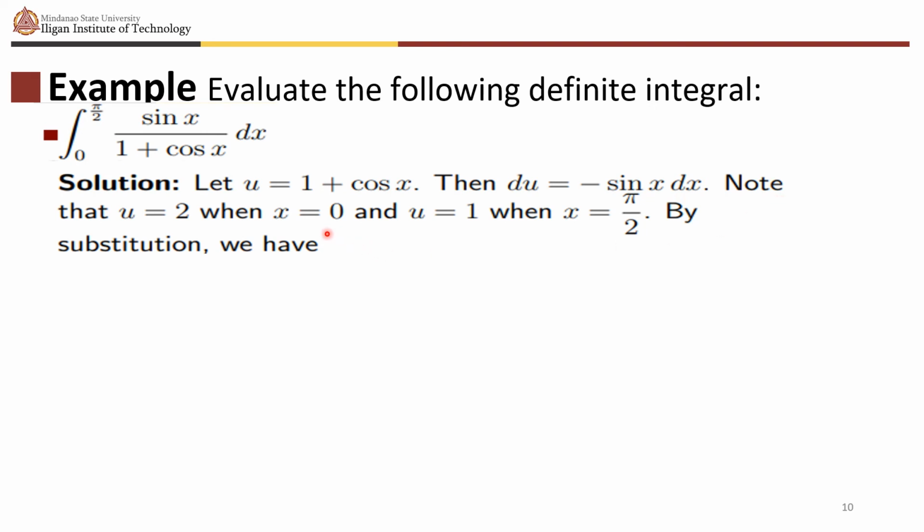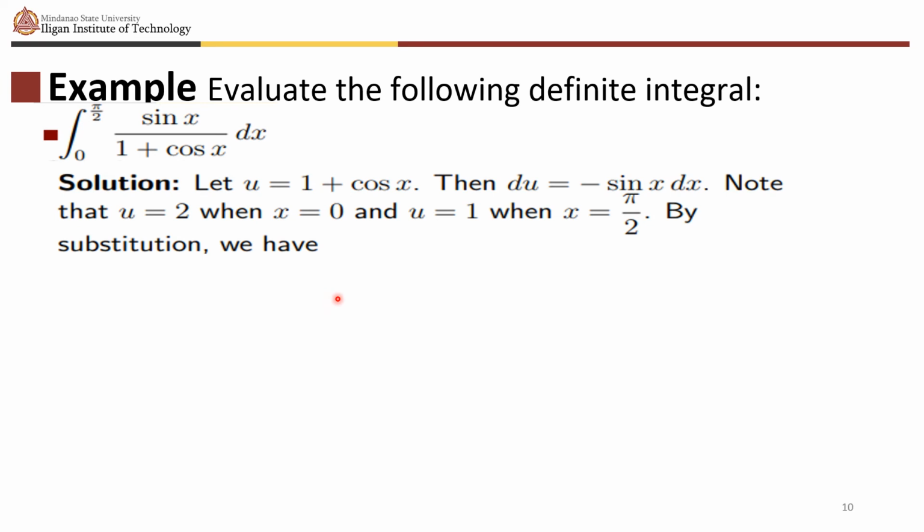Note that when x is equal to 0, you will have 1 plus cosine of 0. But cosine of 0 is equal to 1. So you'll have 1 plus 1, that becomes 2. So u is equal to 2. And when x is equal to pi over 2, you will have u equal to 1 plus cosine of pi over 2. But cosine of pi over 2 is equal to 0. So you will have now 1 plus 0, so u is equal to 1.